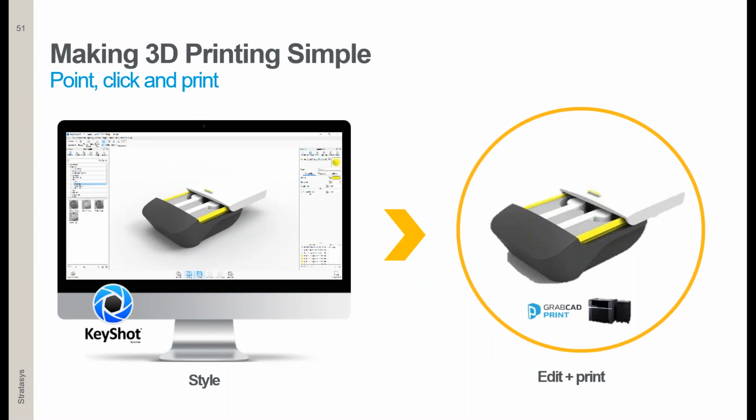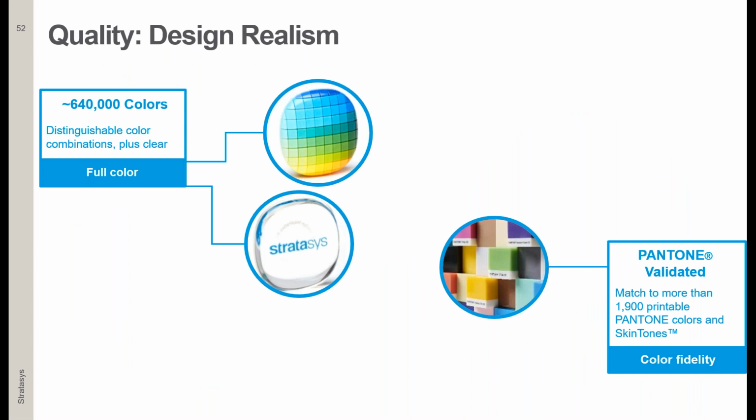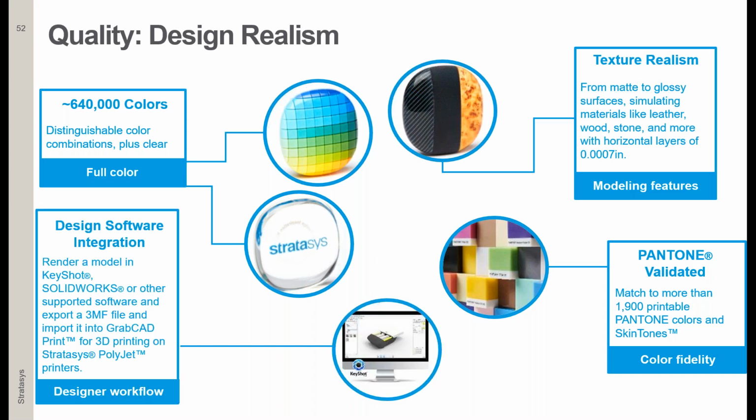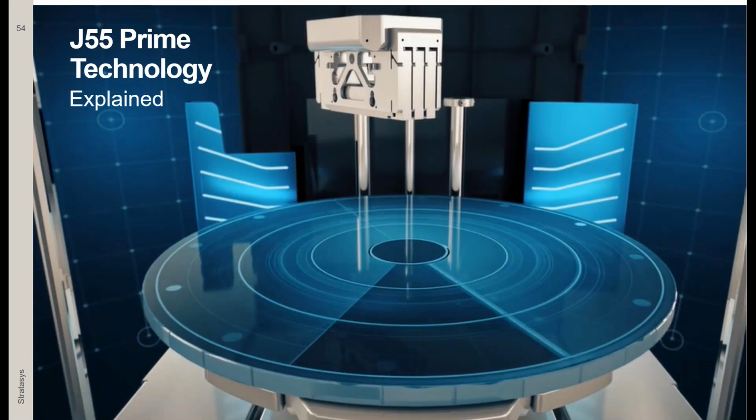So in order to make 3D printing simple, again, I would like to remind you all: just point, click, and start printing, as simple as that. So the 640,000 colors that I talked about are highly distinguishable and, more importantly, have radiance. You could see the radiance of colors, different Pantone validations, texture realism. All these are made possible by the hardware we talk about, the J series PolyJet printers, along with the materials and the software. So let's see how PolyJet works.